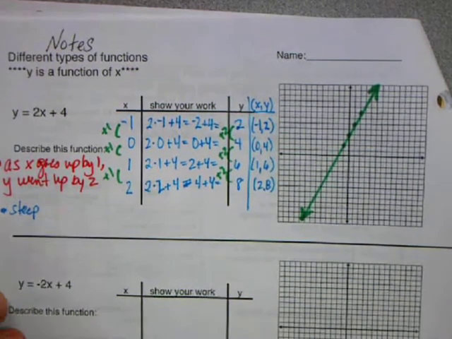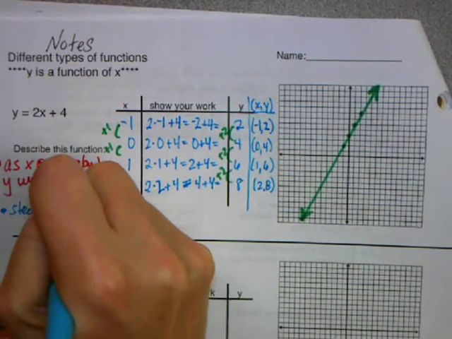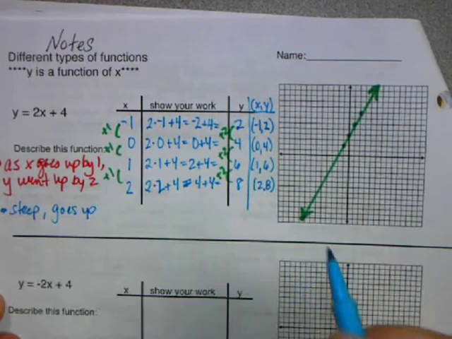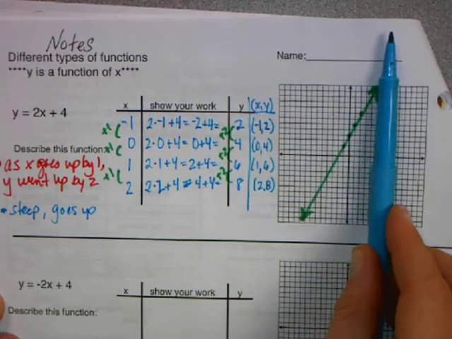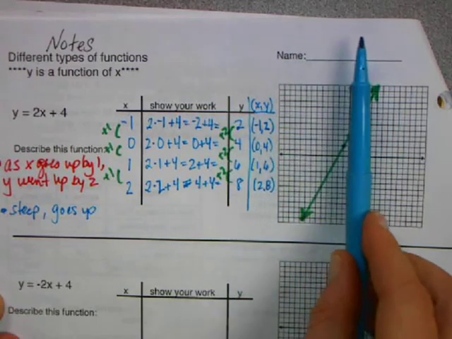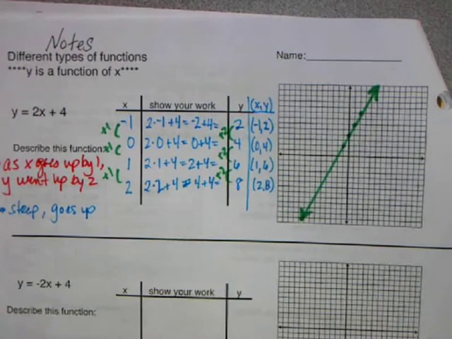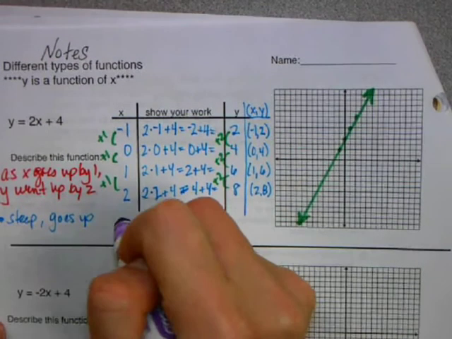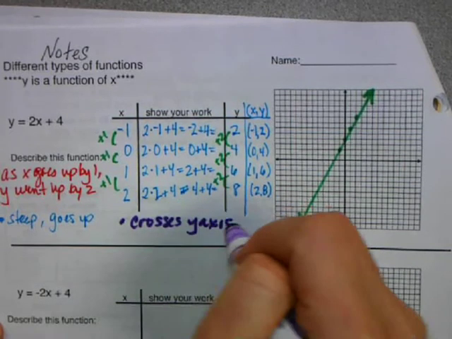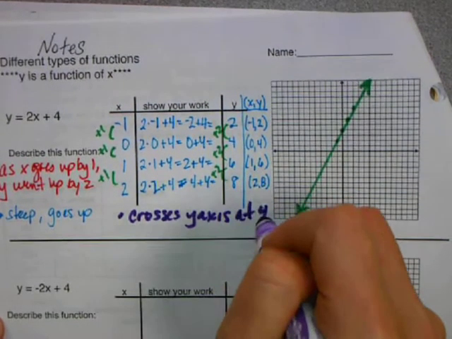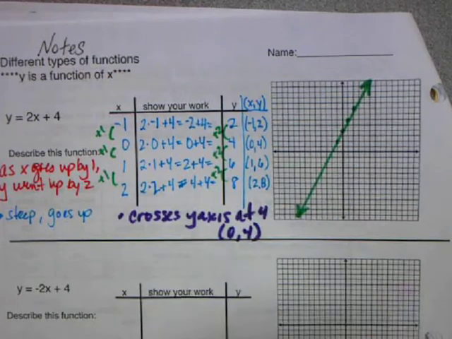We also can observe that this line goes up. And you look at lines as if you were reading a book from left to right. So as I go left to right, it goes up. You'll also notice I'm doing the vertical line test right now. This is a function. It passes the vertical line test. Each input has a unique output. The last observation I want to make is where it crosses the y-axis. It crosses the y-axis at 4. Or we could write it as its ordered pair, 0, 4. So those are kind of the observations we're looking for.